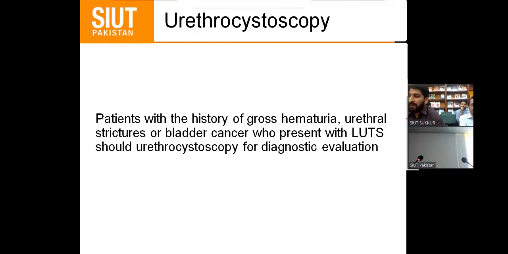Urethrocystoscopy is performed in patients with a history of gross hematuria, urethral strictures, or bladder cancer. Those who present with LUTS should undergo urethrocystoscopy for diagnostic evaluation.